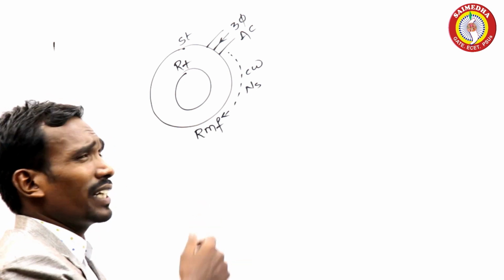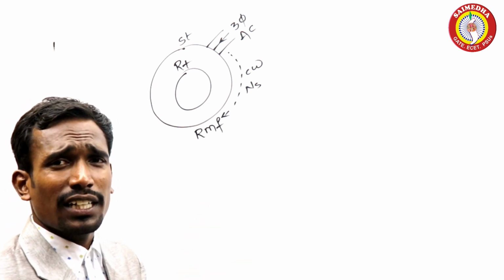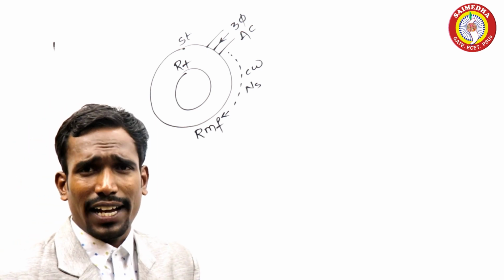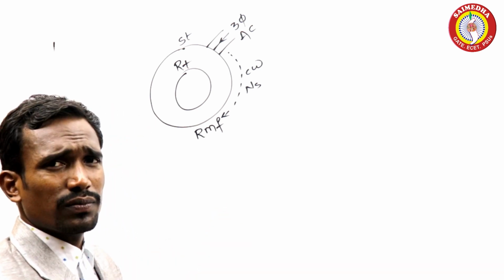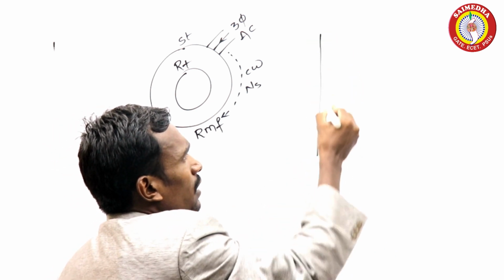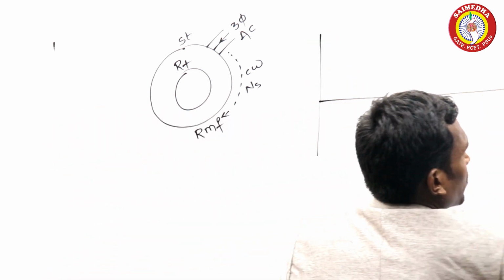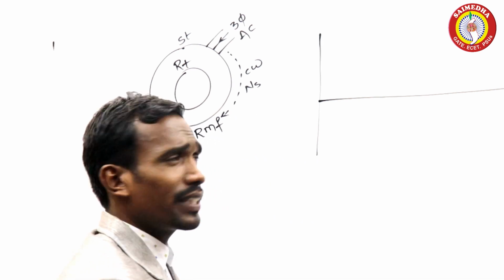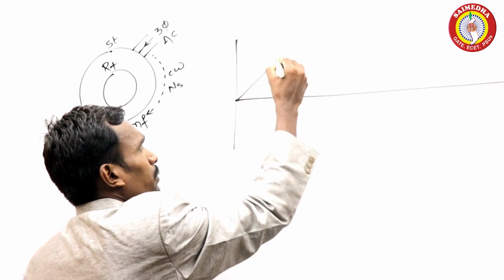How can you say that? Is it rotating or stationary? How can you decide? Let's see. For example, I'm taking a three-phase AC supply.